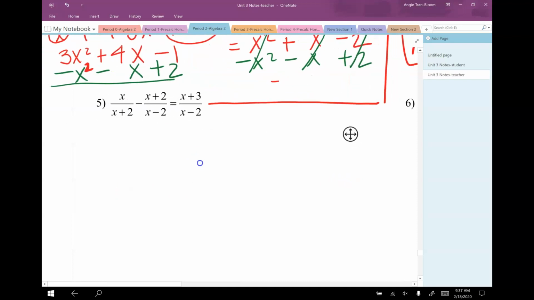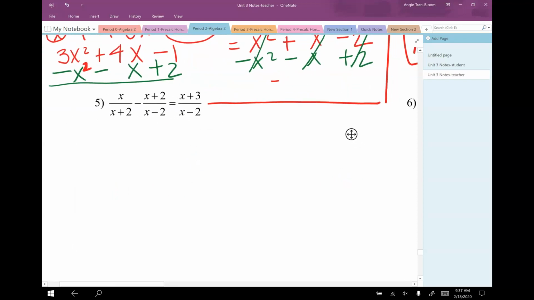Example 5. x divided by x plus 2, subtract x plus 2 over x minus 2, equals x plus 3. Step number 1. Is it already completely factored out for us?